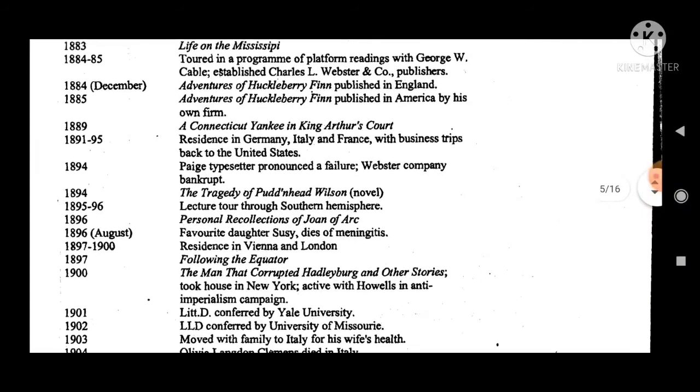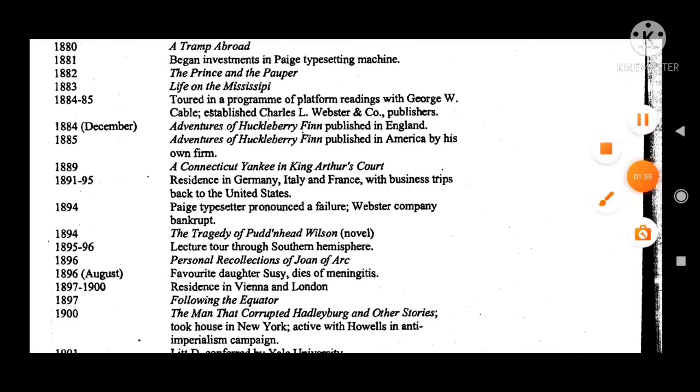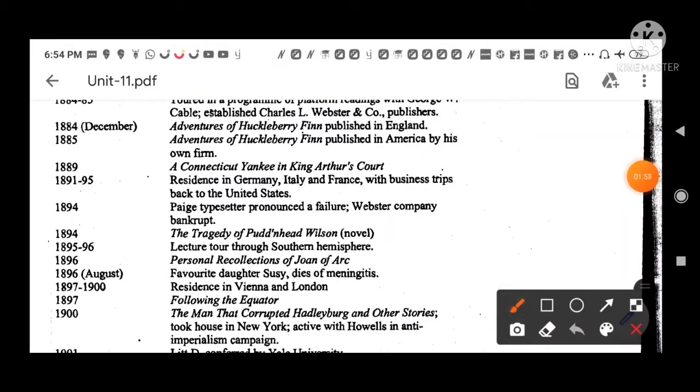Adventures of Huckleberry Finn was published in 1884 in England. Then 1885, Adventures of Huckleberry Finn published in America by his own firm. Then 1889, A Connecticut Yankee in King Arthur's Court, residence in Germany, Italy and France with business trips back to the United States. Then 1894, Page typesetter pronounced a failure, Webster Company bankrupt.